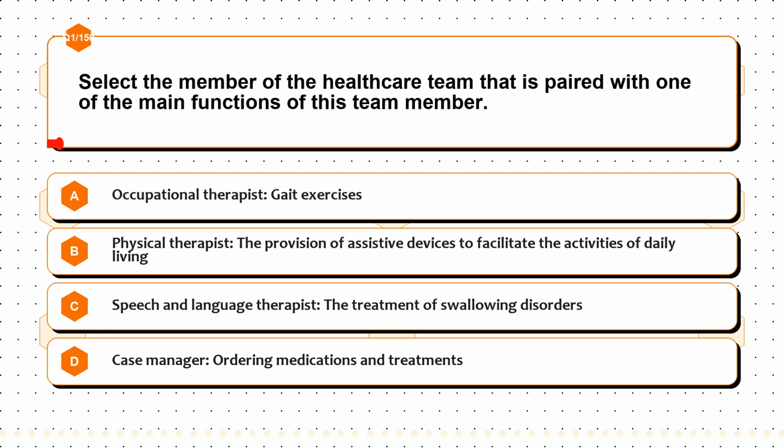Question 1. Select the member of the healthcare team that is paired with one of the main functions of this team member. Here are the options. Option A. Occupational therapist, gait exercises. Option B. Physical therapist, the provision of assistive devices to facilitate the activities of daily living. Option C. Speech and language therapist, the treatment of swallowing disorders. Option D. Case manager, ordering medications and treatments.